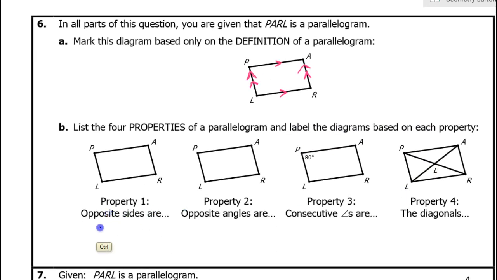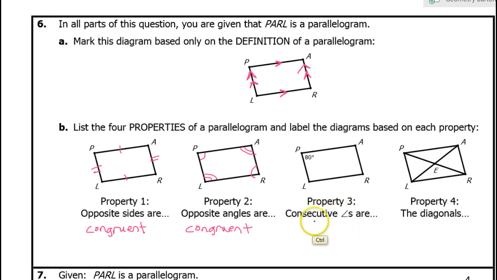So, opposite sides are congruent. I'm debating if I should write the word out, congruent. Opposite sides are congruent. So, for example, this is congruent to this, and this is congruent to this. Property number 2, opposite angles are congruent. Okay, so this angle will be congruent to this angle, and this angle will be congruent to this angle.